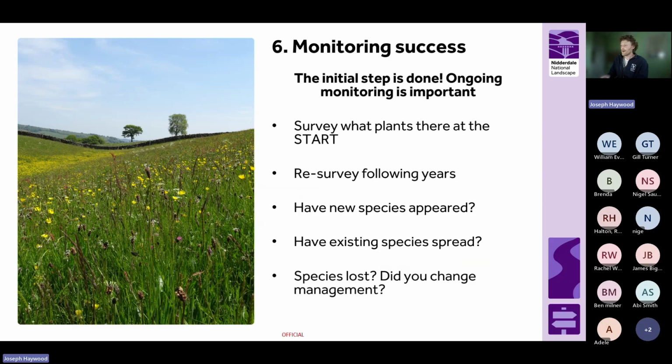Brilliant. You might have lost some species. And what did you do different that year? Maybe you took an earlier cut just because you had to. You were going on holiday. You wouldn't be here to do a cut. You might have mown some plants that hadn't been able to set seed in time. So that's why you lost those species. So keep a note of all the species that you've got in your meadow from year to year, and you can assess the success.